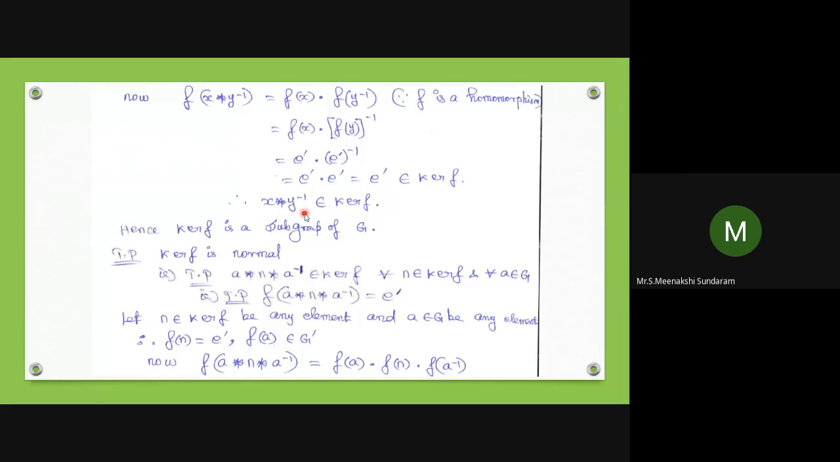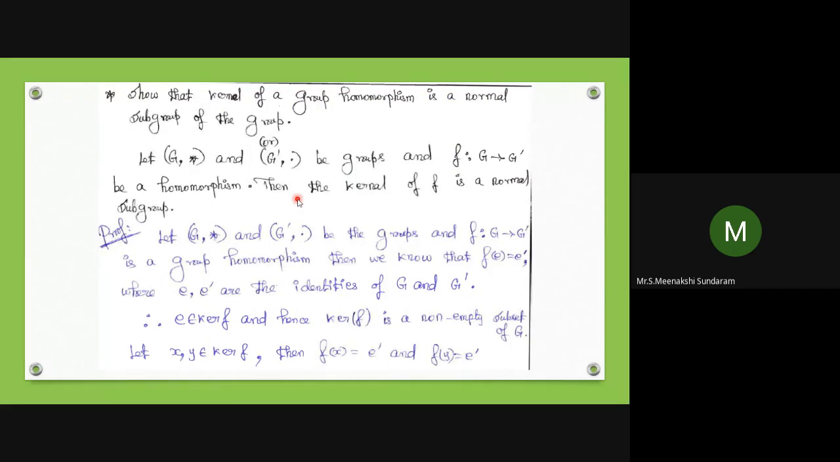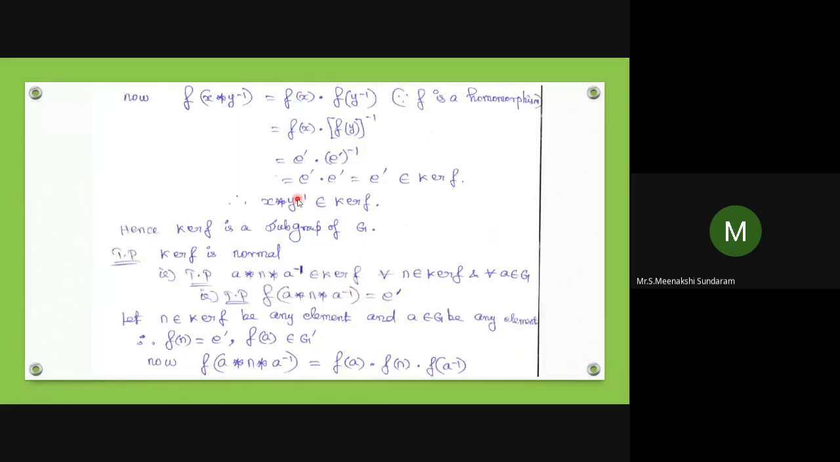So clearly a b inverse belongs to H. To say that x comma y belongs to H is a subgroup of a group, the first condition is: H is a subgroup of G, then a star b inverse belongs to H is enough. That is why a star b inverse belongs to kernel f. So kernel f is a subgroup of G, the conclusion has come.